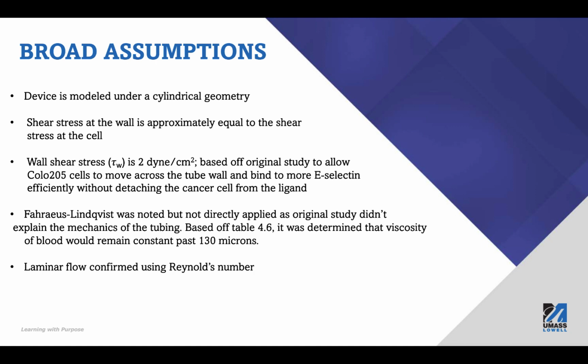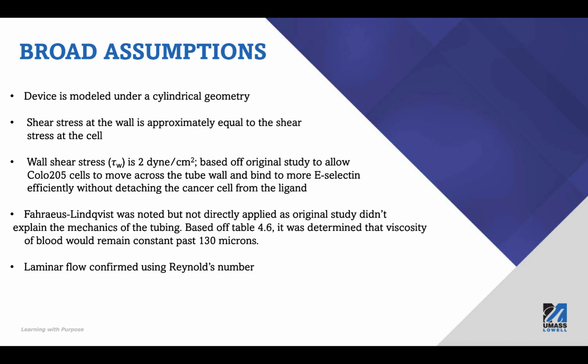What's important to note is that the shear stress at the wall is approximately equal to the shear stress at the cell when we want to, again, maintain that 2 dyne per centimeter squared for the maximum efficiency, as the study showed that the cancer cells would be binding to more E-selectin efficiently without detaching from the ligand. So we wanted them to continuously roll along the tube wall so it binds some more ligand.